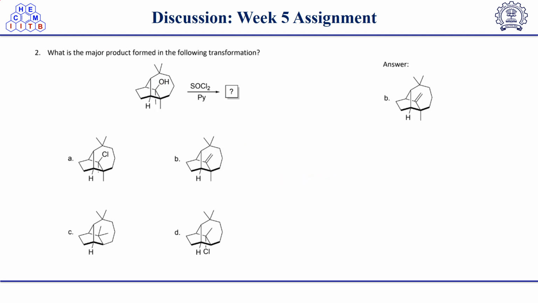So we will get this exocyclic double bond as a major product in this reaction. So thionyl chloride acts as the dehydrating agent here. It will take this water molecule and give this exocyclic double bond. And pyridine will also promote that reaction since it can also abstract this proton from this particular center. So here the answer will be option 2, option B.